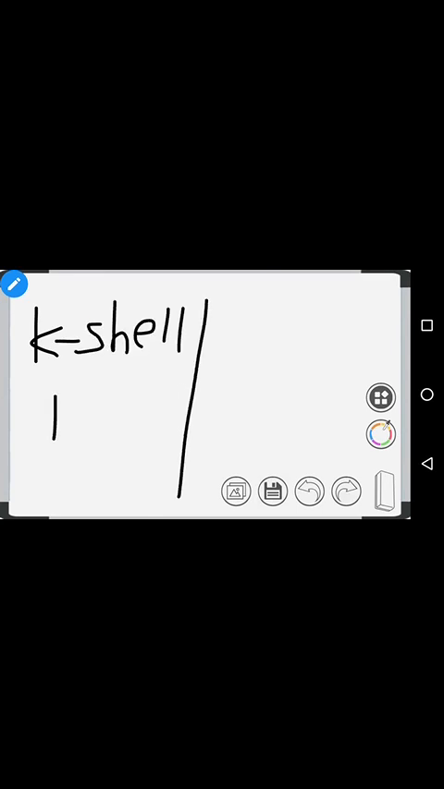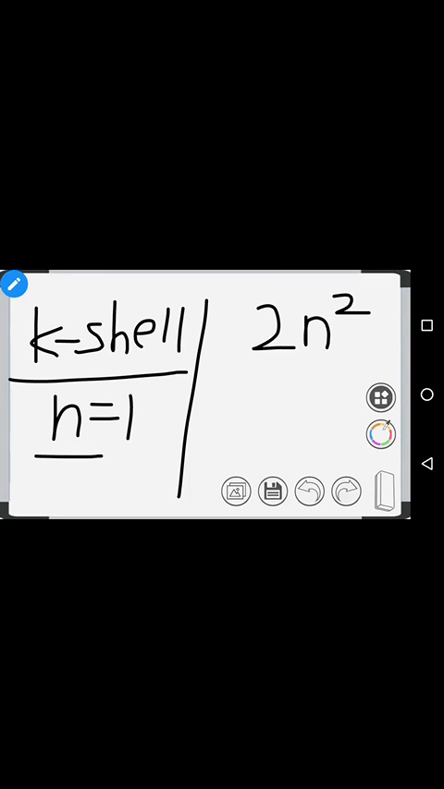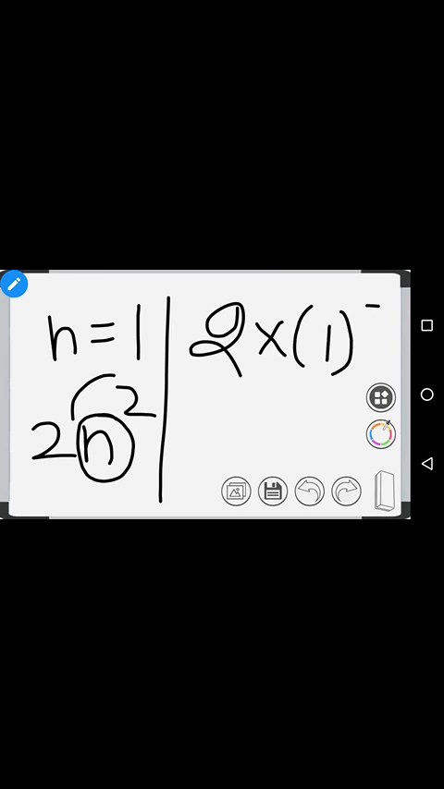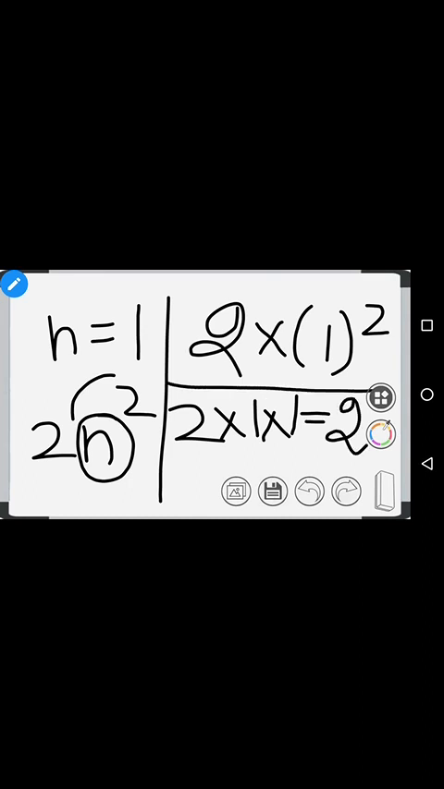Now let me give an example. The K shell has n is equal to 1. The formula is 2n square. Now you have to substitute the n value here. So n is equal to 1, and in 2n square, substitute the n value as 1. So 2 into 1 square, we get 2 into 1 into 1, which is 2. It is easy, right?